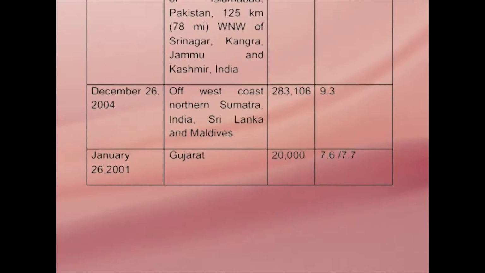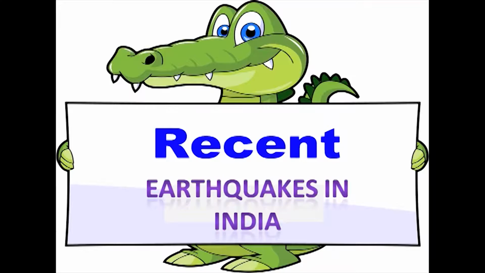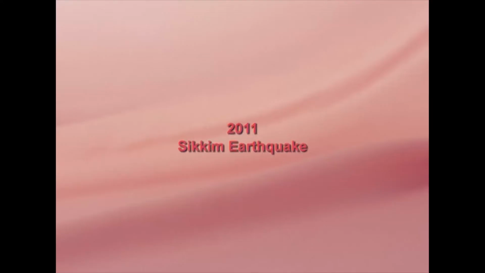December 26, 2004, off the west coast of northern Sumatra, India, Sri Lanka, and Maldives. Death toll 283,106, magnitude 9.3. January 26, 2001, location Gujarat. The death toll was 20,000, magnitude 7.6 or 7.7. Here are the highlights of each of these significant recent earthquakes which have occurred in India.